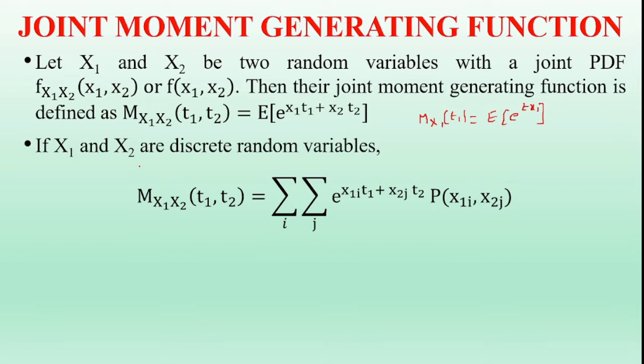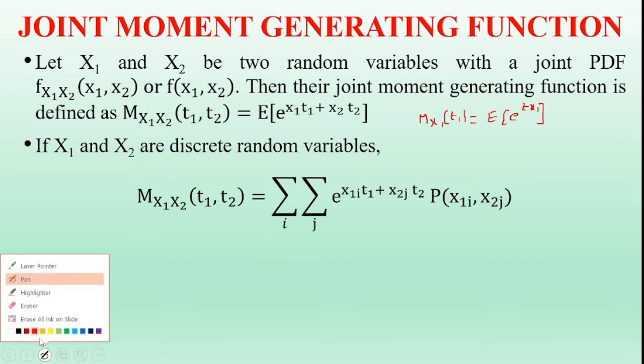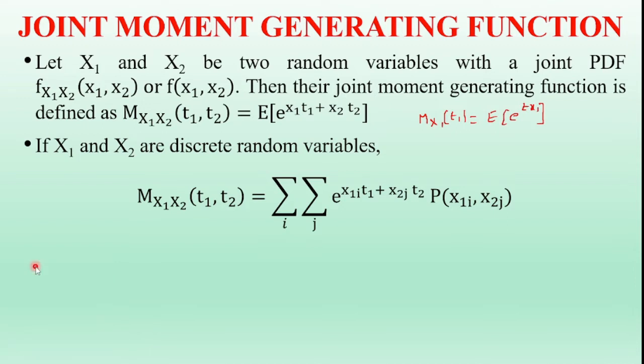If capital X1 and X2 are discrete random variables, then the joint moment generating function is defined as M_{X1 X2}(t1, t2) = sigma i = 1 to n, sigma j = 1 to n of e^(x1i t1 + x2j t2) times P(x1i, x2j). For the discrete case, this is the definition of the joint moment generating function.